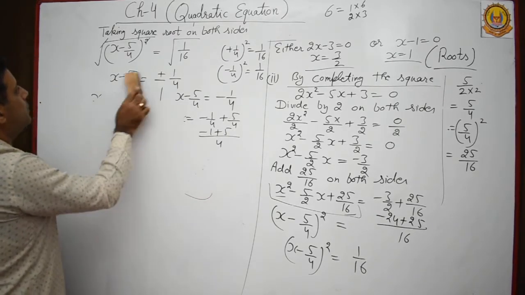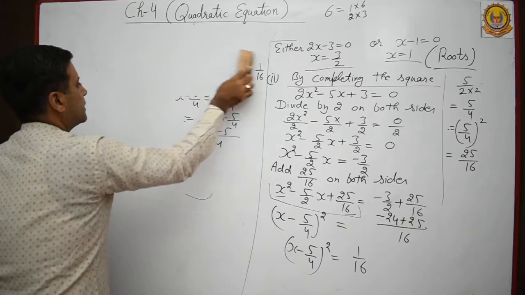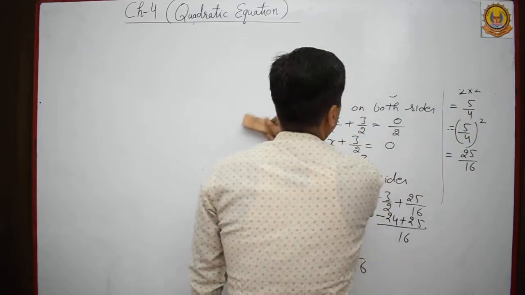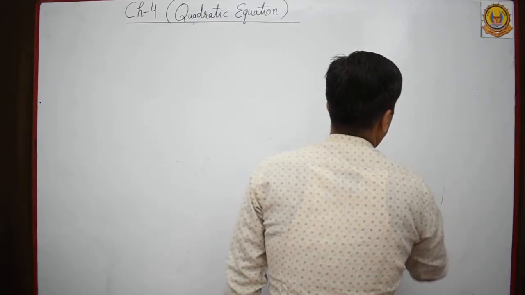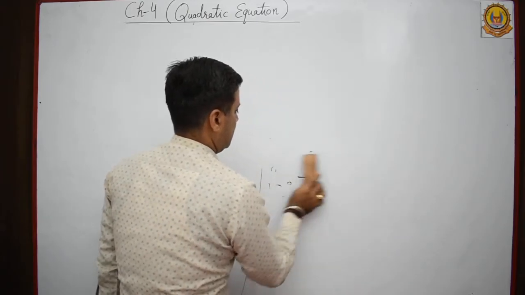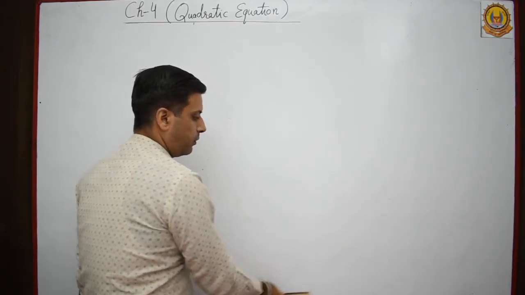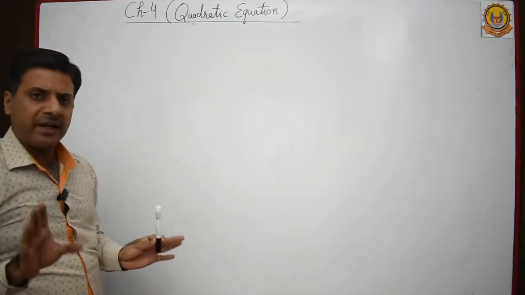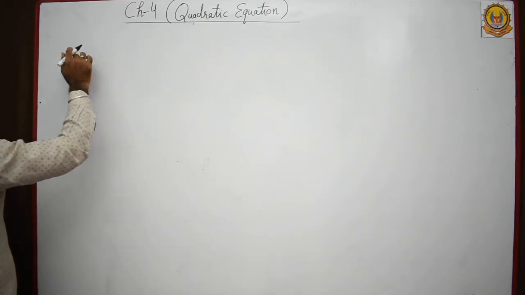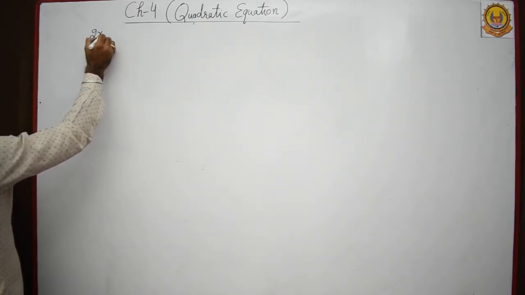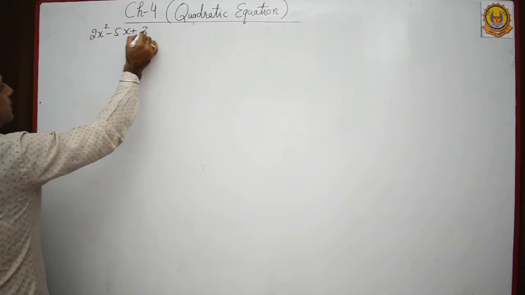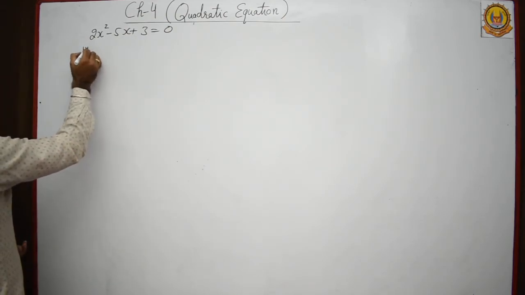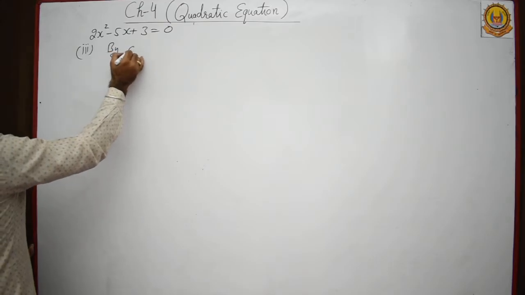Now look at the third method, and its name is quadratic formula. This is a very popular method. Mostly students use this method, the quadratic formula, because with the help of this method you can solve any type of quadratic equation. The equation is 2x² minus 5x plus 3 is equal to 0. This was the question. Okay. So now I am using the third method, the quadratic formula.